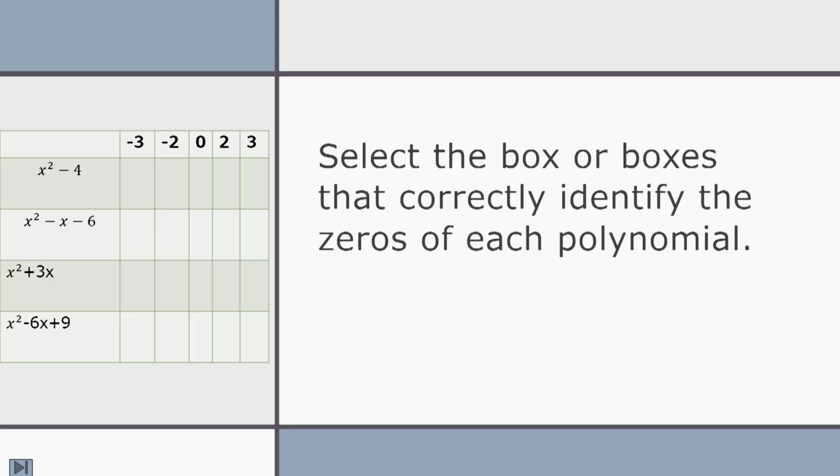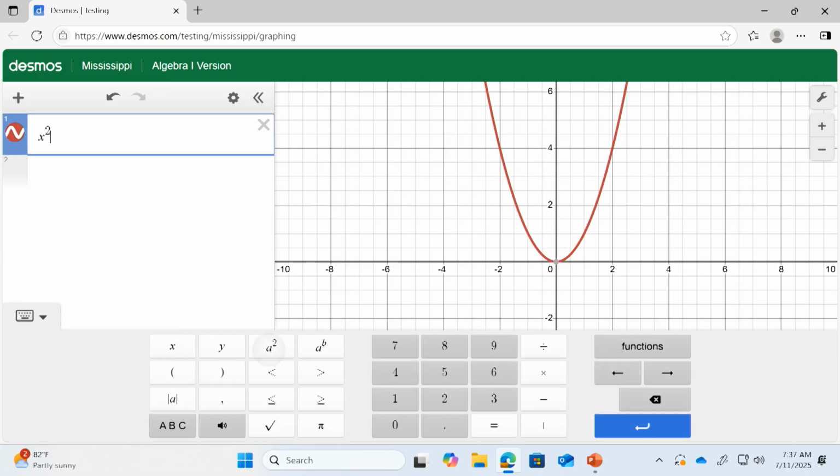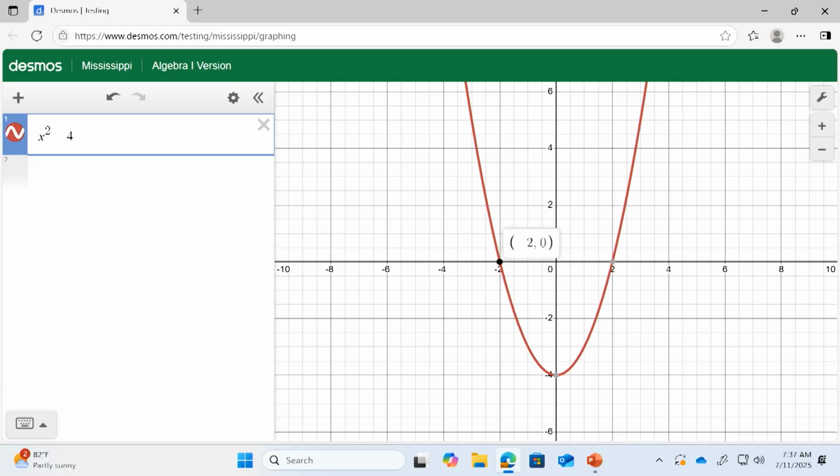Select the box or boxes that correctly identify the zeros of each polynomial. So I have 4 different expressions, and I need to know the identification of the zeros. So let's go ahead and plug these into our Desmos. I'm going to pull Desmos up for this one since we have multiple. I'm going to put in my first one, which is x squared minus 4. I have negative 2 and positive 2. So those are the 2 boxes that I would check.